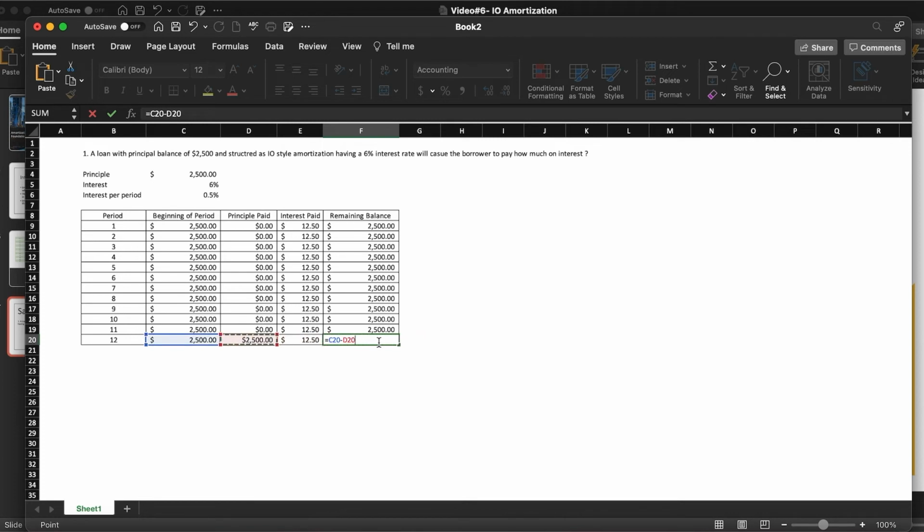It's basically this times this, which is $0. If you want to know how much we paid on interest, total interest, we sum this up. So we paid $150 on interest.